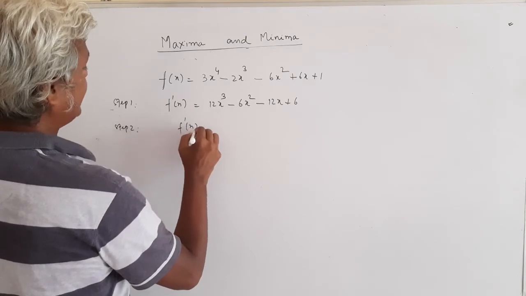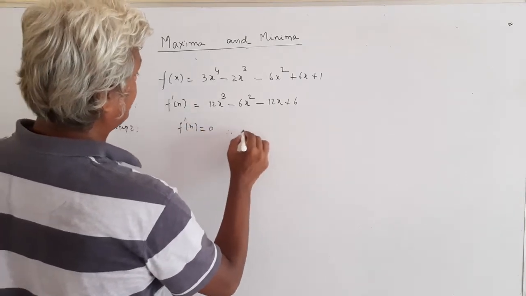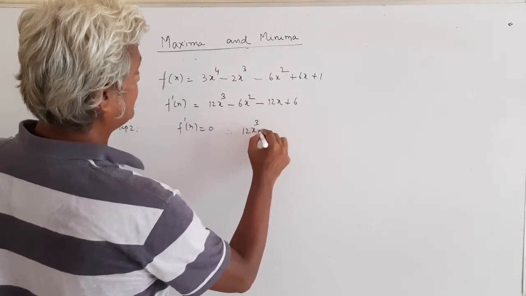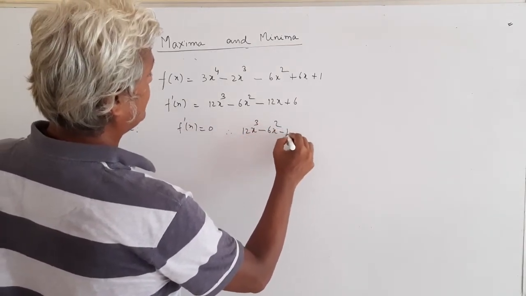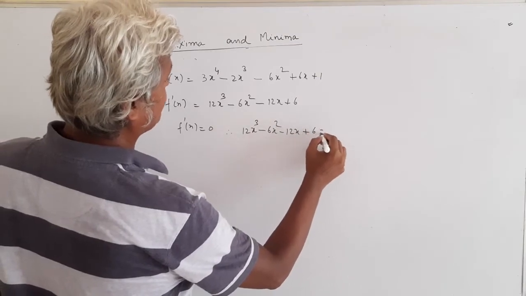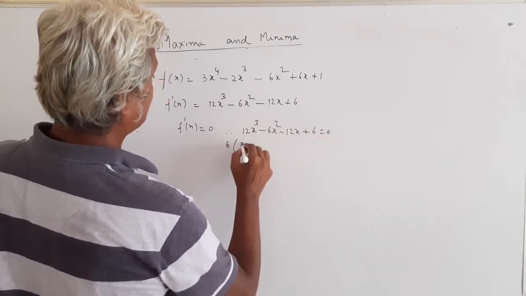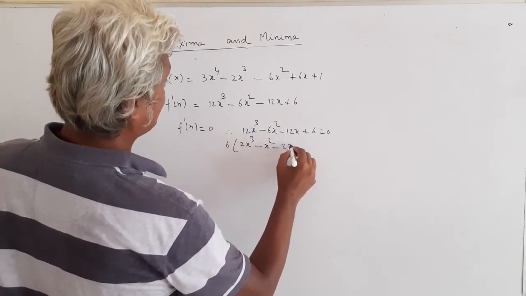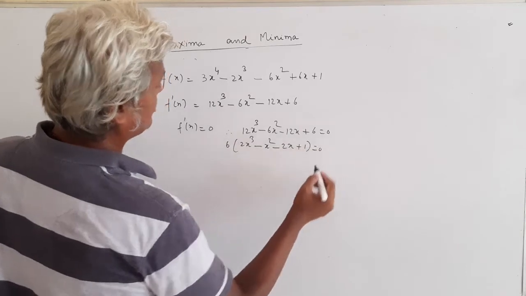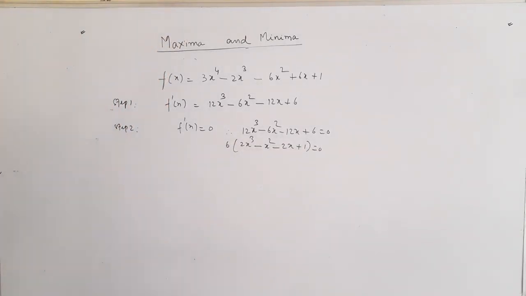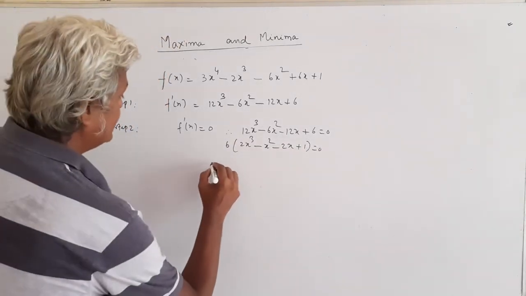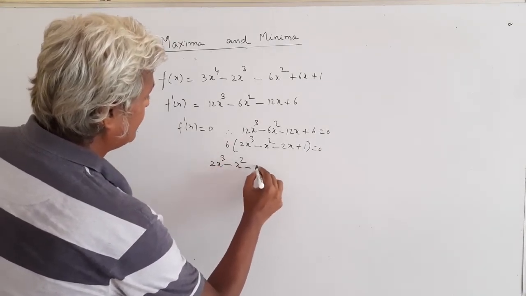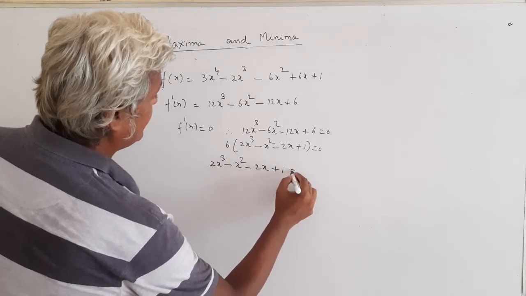So f dash x equal to 0. Therefore 12x cube minus 6x square minus 12x plus 6 equals 0. I can take 6 common. So 2x cube minus x square minus 2x plus 1 equal to 0. Now I have to solve this equation to find the values of x.